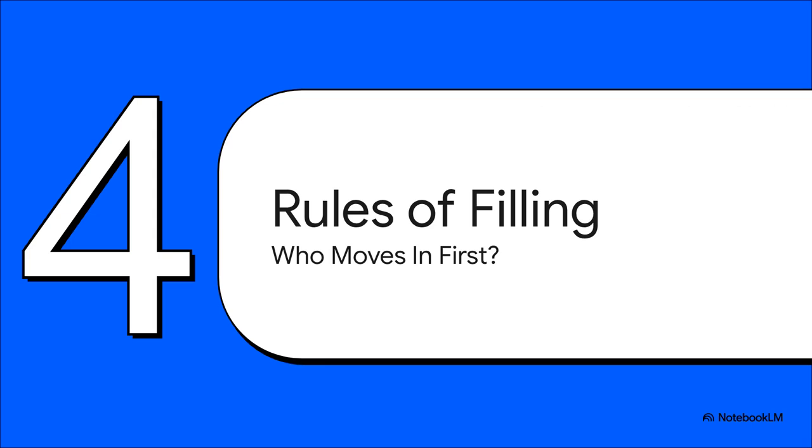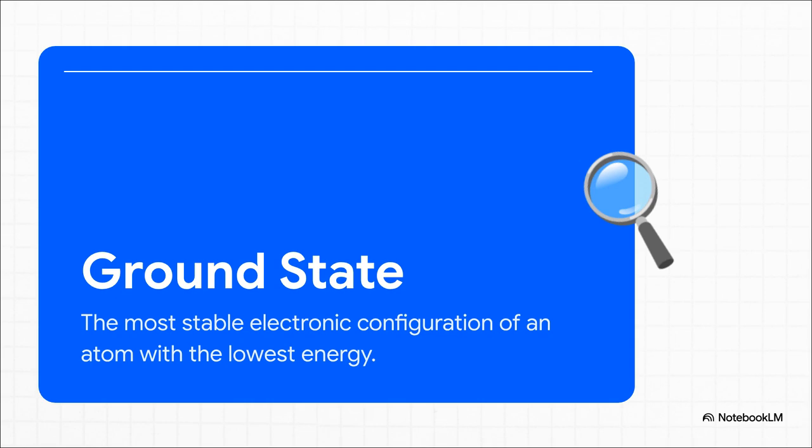All right, Section 4, the rules of filling. Who moves in first? Which brings us to the final piece of our puzzle. If you're an electron looking to move into this building, what are the rules of tenancy? How exactly does the building fill up? Well, to understand this, we have to talk about the ground state. You see, nature is fundamentally lazy, but in the best way possible. Electrons always seek the ground state, which is simply the most stable arrangement with the absolute lowest amount of energy. To achieve this perfect stability, electrons will always move into the lowest available energy subshells first.